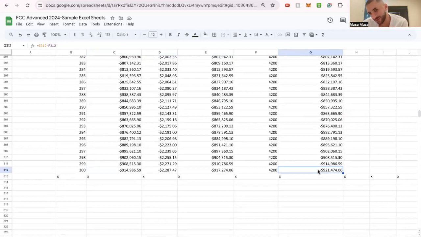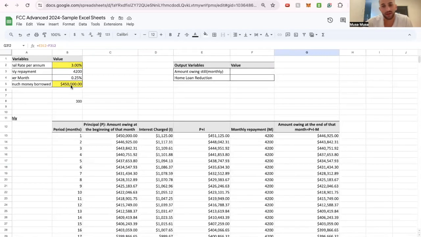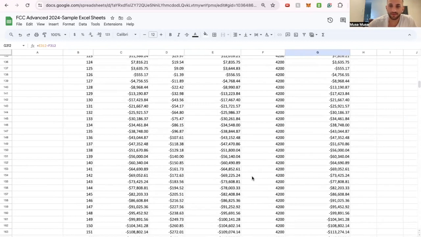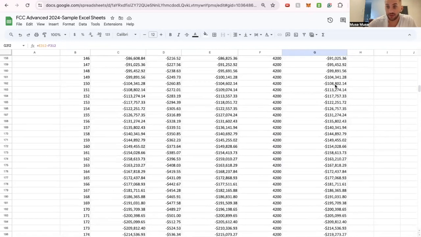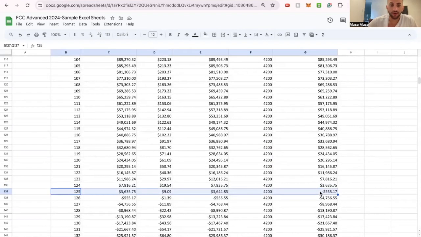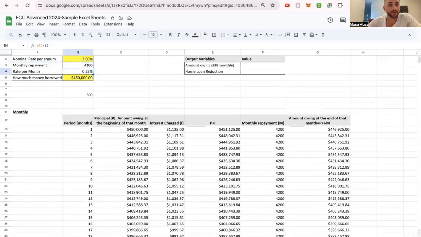If your principal is 400, how much do we make our principal? 450,000. If we're making $4,200 repayments, it means we've already paid off the loan. Okay, we paid the loan off and some, because look at all these numbers. All these numbers are negative. In fact, we paid the loan off somewhere here, 125 months in. So what we should do is maybe make the principal a little bit higher to see what happens. Because you don't want to pay the loan off for this question.